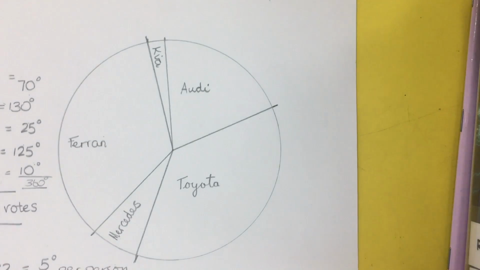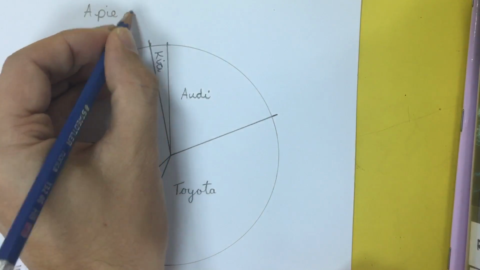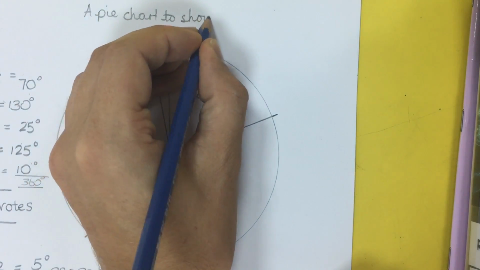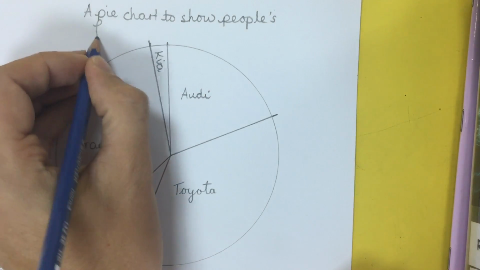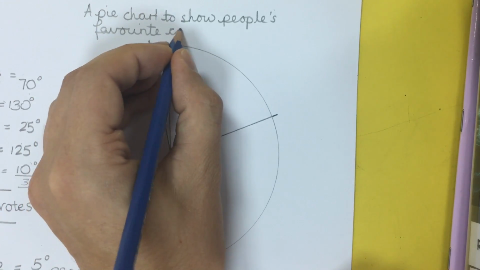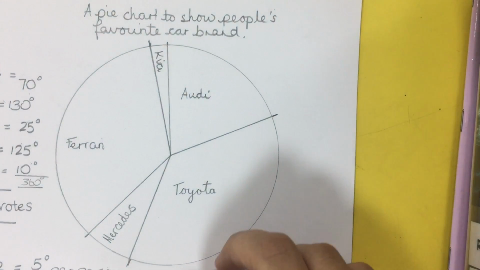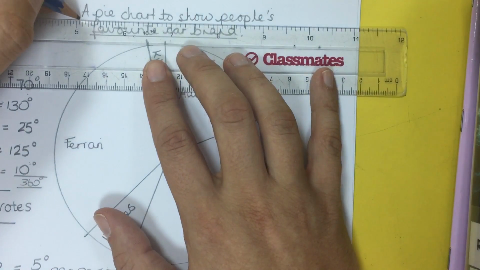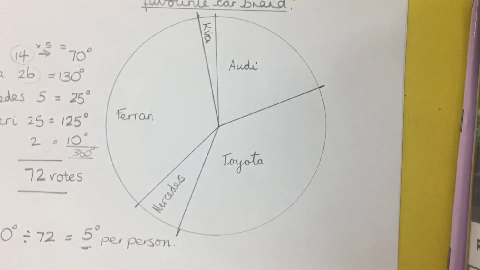Once again, give your pie chart a title. A pie chart to show people's favourite car brand. And then you can colour in the segments once again.